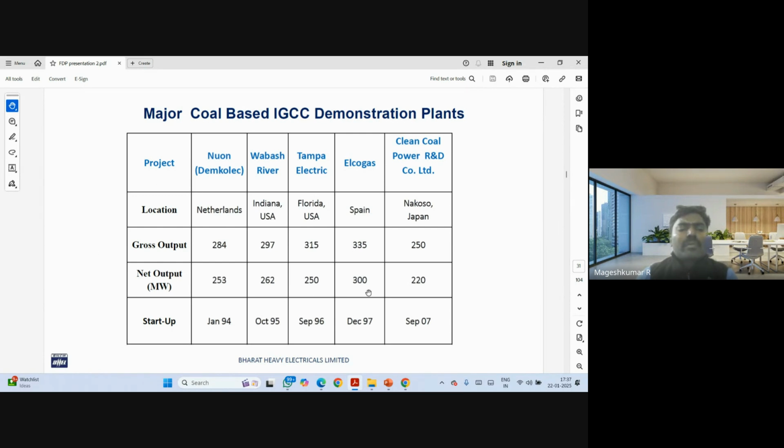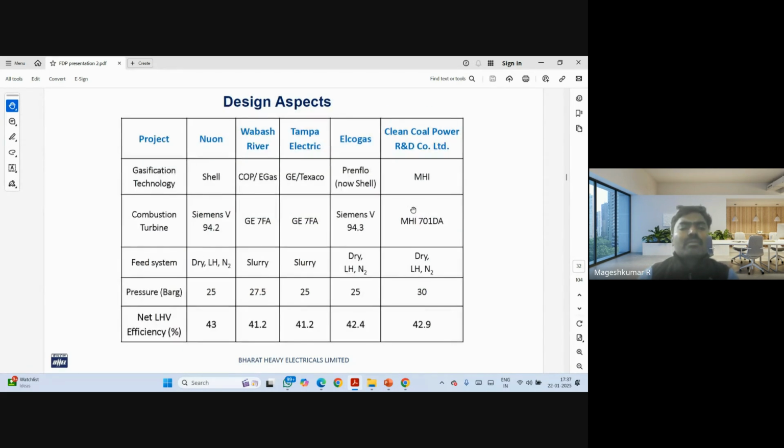Various capacities of IGCC plants and demonstration plants across the globe were mentioned here. The design aspects of various IGCC power plants were shown. The pressure of various gasifiers, the plant, the turbine, and different types of turbine nomenclature were given. Then the technology was also noted here.